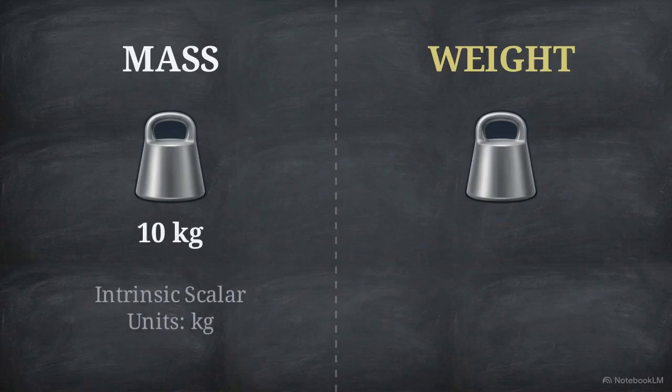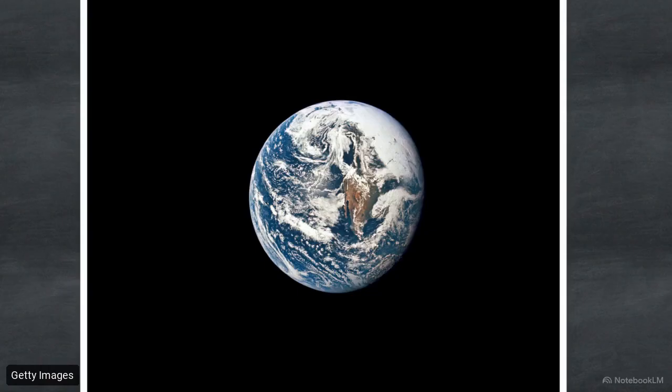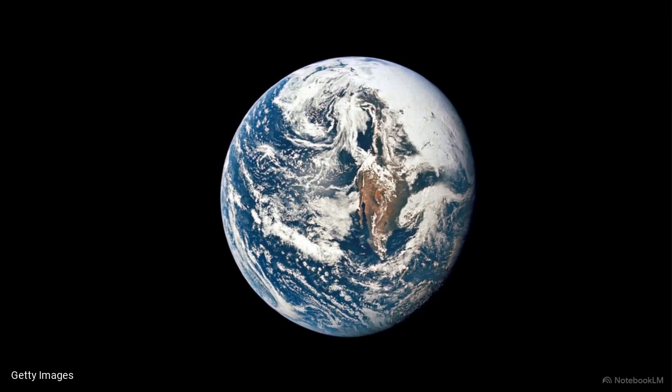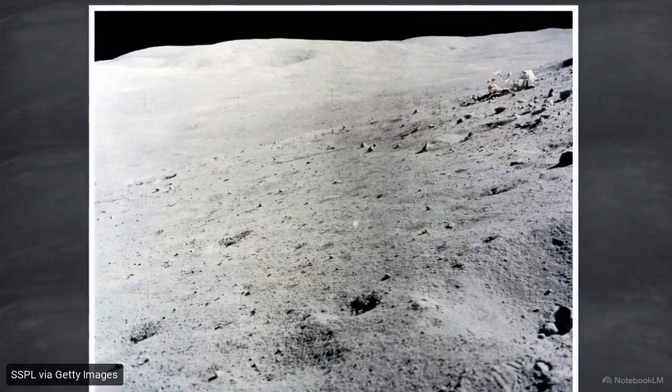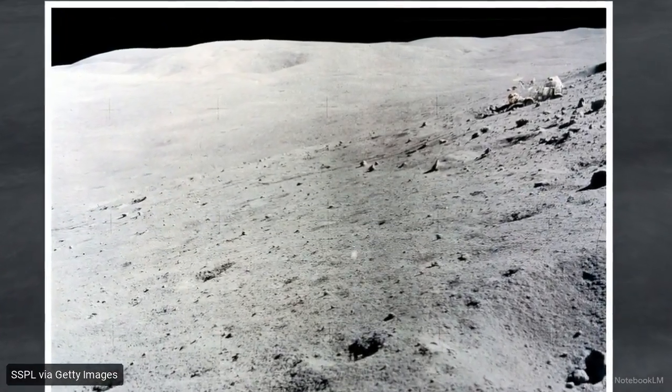Calculations require a strict distinction between mass and weight. Mass is an intrinsic scalar property measuring matter in kilograms. Weight is a gravity-dependent vector representing the downward force exerted on that mass. On Earth, where gravitational acceleration is 9.8 meters per second squared, a 10-kilogram mass is pulled toward the center of the planet with a weight of 98 newtons.